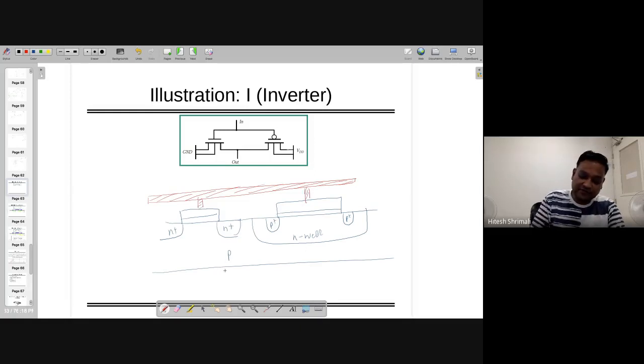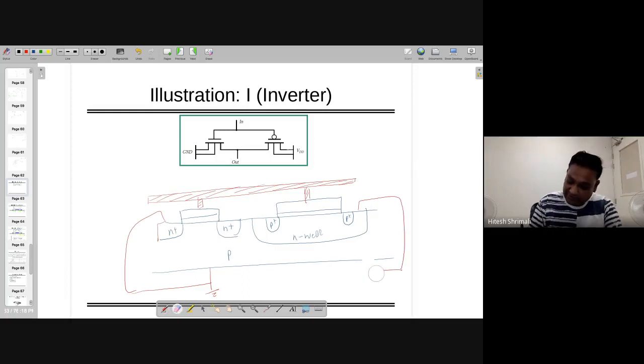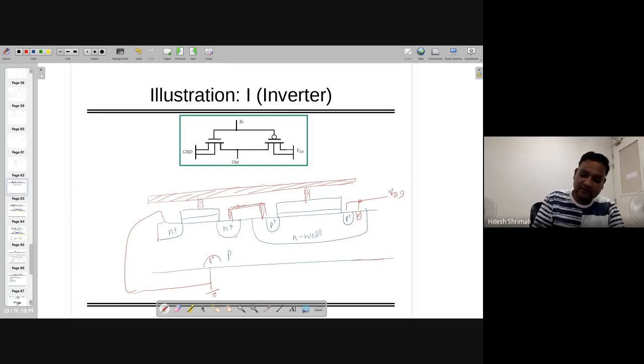And body of this one is connected to ground along with the source. It has to be ground, and similarly, this has to be, okay, sorry, I made a mistake. So both has to be connected to VDD. And this one, as you know, that source and drain are interchangeable, so I am connecting them together. And I am taking new metal so that I can go out, and this is out and this is in.